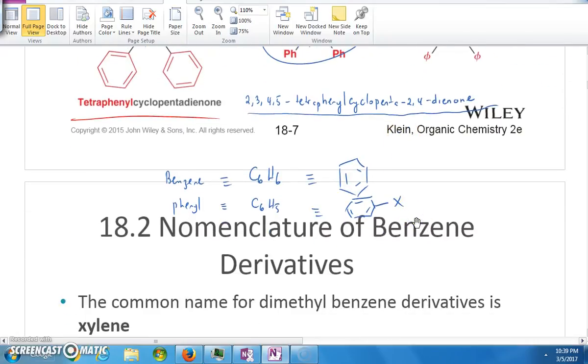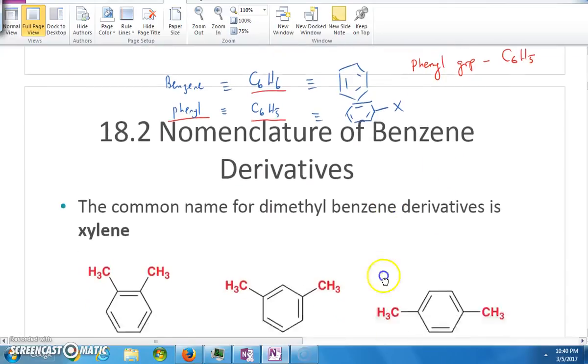Phenyl groups. Know that benzene is C6H6, but when one of the hydrogens has been replaced, then it becomes C6H5, and that is referred to as the phenyl group. So a phenyl group is simply C6H5. Now, nomenclature of benzene derivatives.